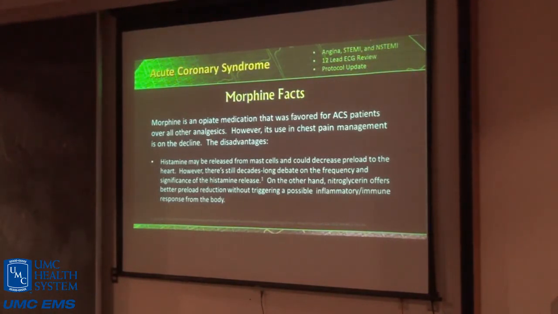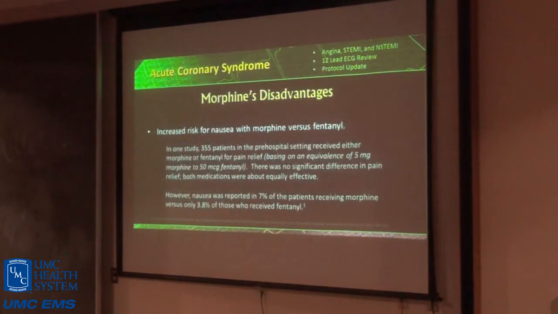There has been a thought that it interacts with mast cells to release histamine and cause a little vasodilation. It's very minimal, probably, if it truly does that. Certainly not as well as nitroglycerin, which is a direct vasodilator. So we get a lot of vasodilatation with nitro. There's an increased risk for nausea, plus people itch with morphine. Not a big deal. We can maybe give it with some Zofran and counteract that. So not a huge deal.